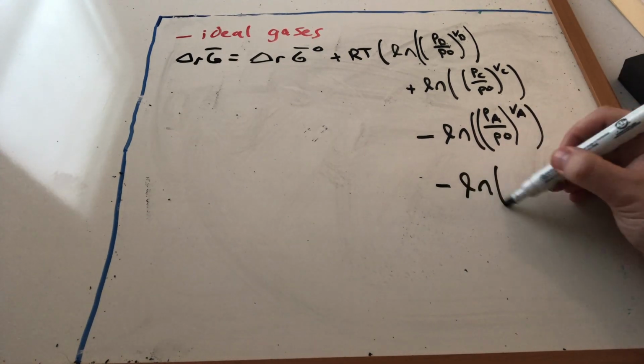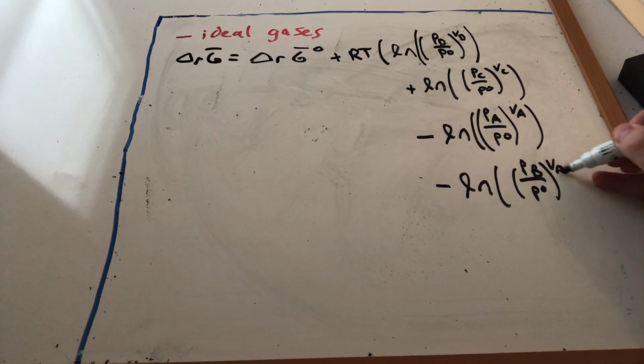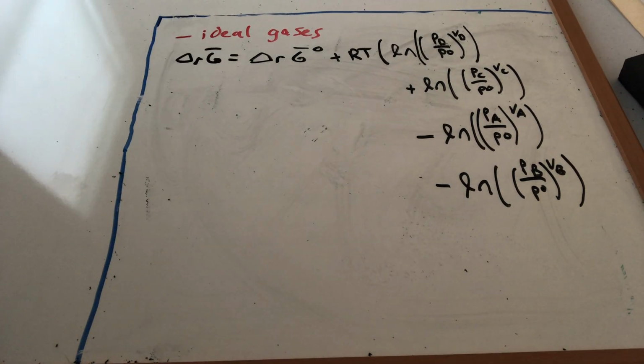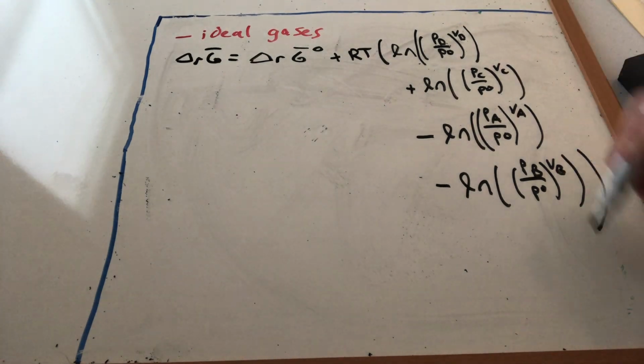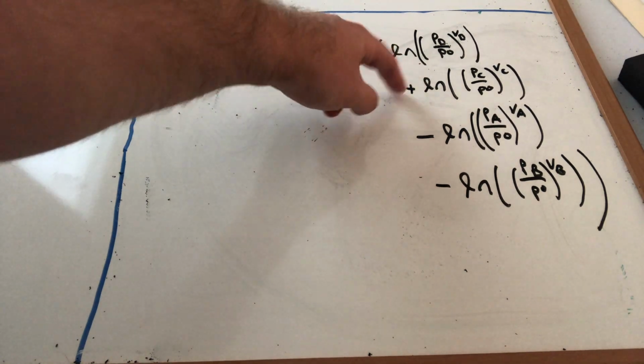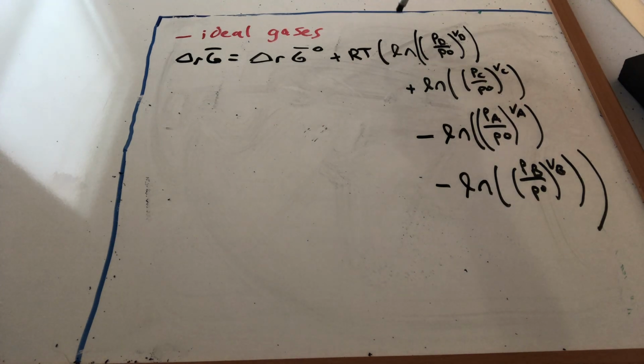Minus the natural log of PB over P naught raised to the VB. So all we did was make our substitution for delta G naught, and now we pulled out an RT. It's multiplying all these four terms. We kept track of what was positive: the products were positive, the reactants were negative. And then we used that natural log rule where we had stoichiometric coefficients out in front. And what did they become? They became exponential factors. They became exponents inside the natural log.